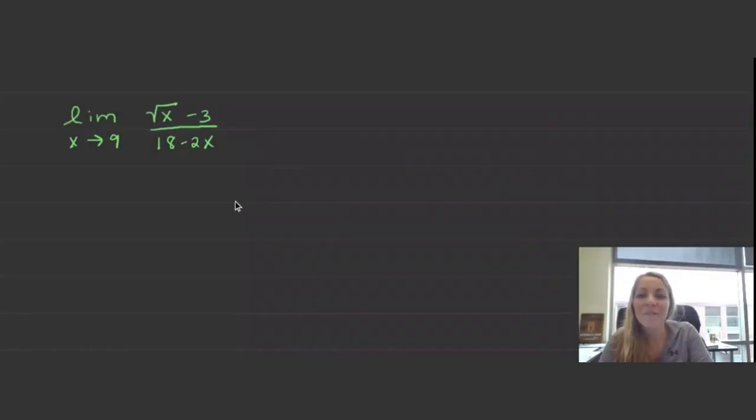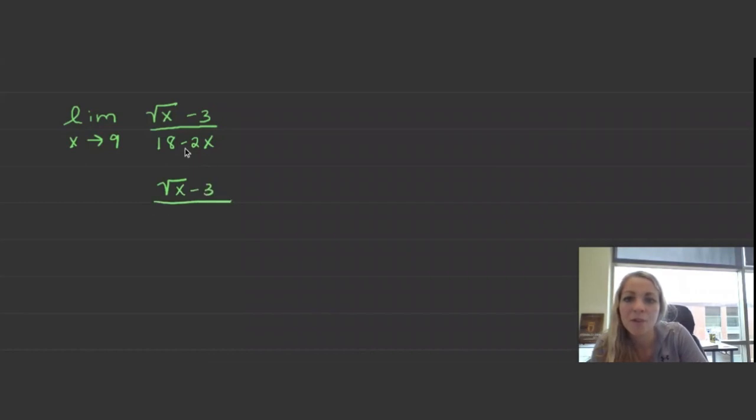The first thing I'm going to do to evaluate this limit is I'm going to factor the bottom to see what it looks like. So both of these terms have a 2 in common. So I'm going to factor that out. So I'll be left with a 9 minus x. All right, so what can I do from here? In the last problem, I rewrote the part that looked like this as a difference of two squares. I'm going to give us a different strategy in this one.